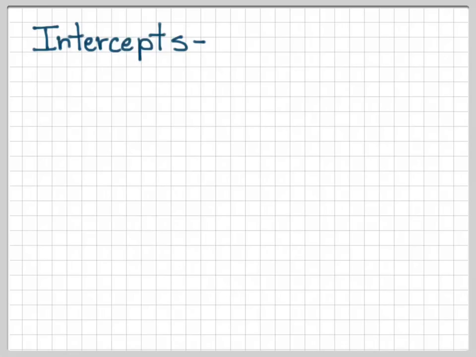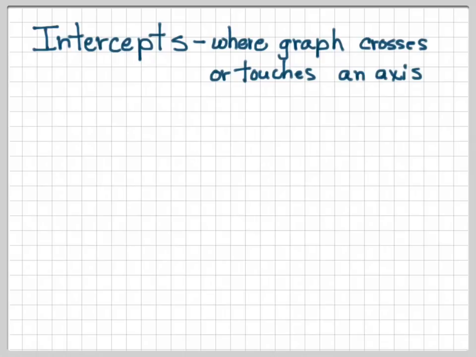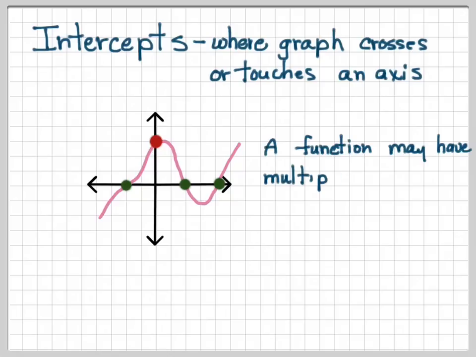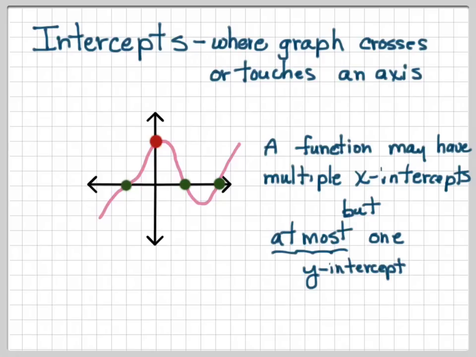All right, intercepts. Intercepts are where the graph crosses or touches an x-axis or a y-axis. Any axis. So if I have this graph, and I got this little squiggly concoction here, I can see that graph touches the x-axis in 3 places and touches the y-axis in 1 place, which brings us to this. A function may have multiple x-intercepts, but at most 1 y-intercept. Otherwise, it would not be a function.